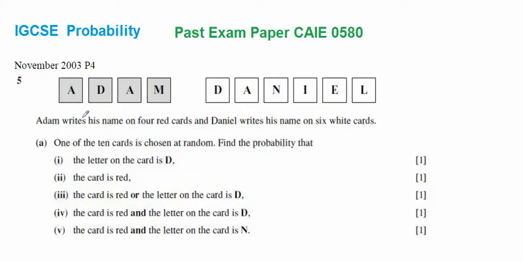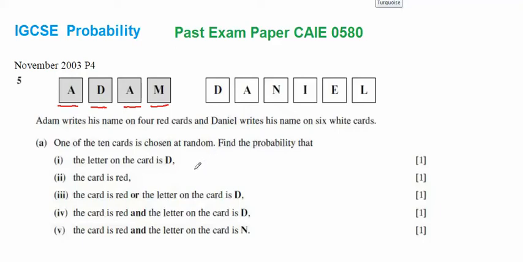You can see here Adam writes his name on 4 red cards. So these are the red cards. Adam wrote his name on them. Daniel writes his name on the 6 white cards. So these are written on the 6 white cards. Now the experiment is one of the 10 cards is chosen at random. Find the probability that the letter on the card is D.